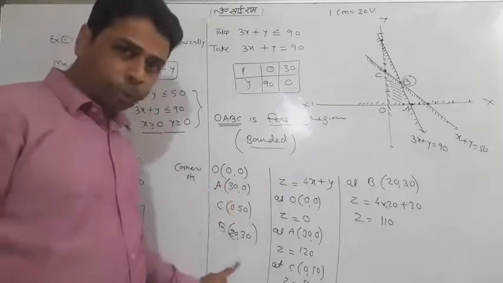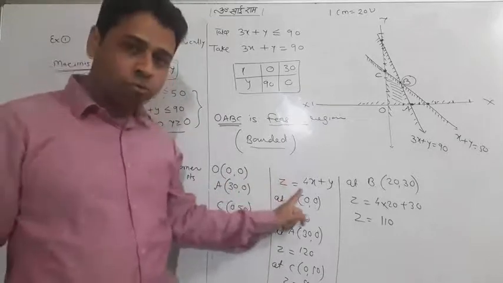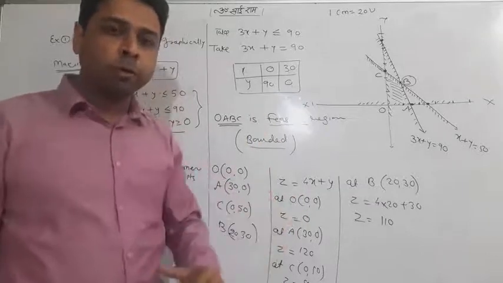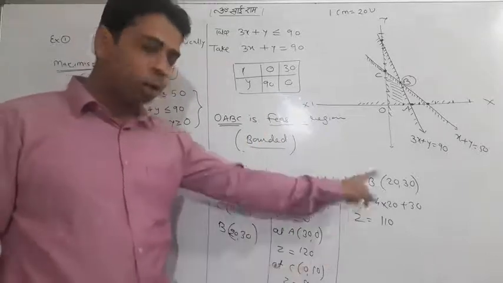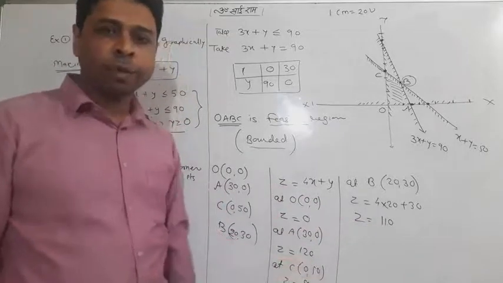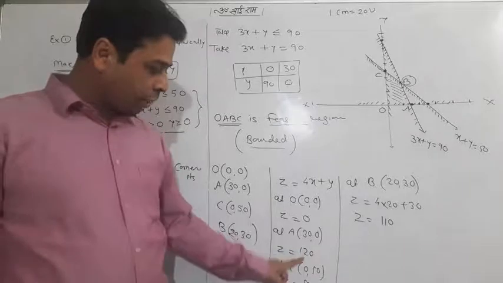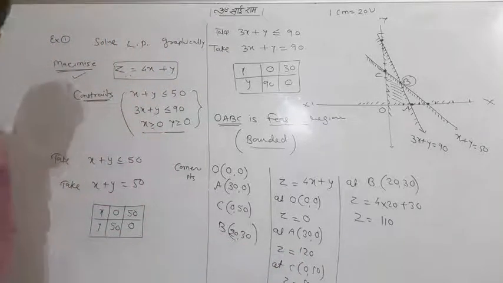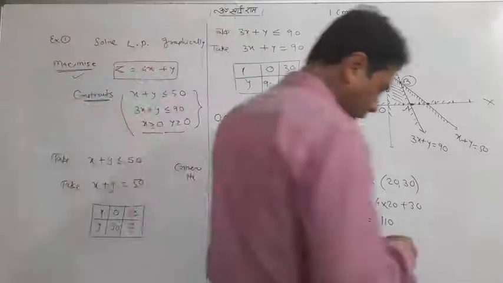Find all the corner points and write your z, for which you have to find the maximum or minimum value, and then put all the values of the corner points instead of x and y and get your z. In all the cases, whichever is the maximum is called the maximum value of z. So this is the answer. So I hope students you have got it. I don't think this is a tough thing. It is a very simple task we have done here.